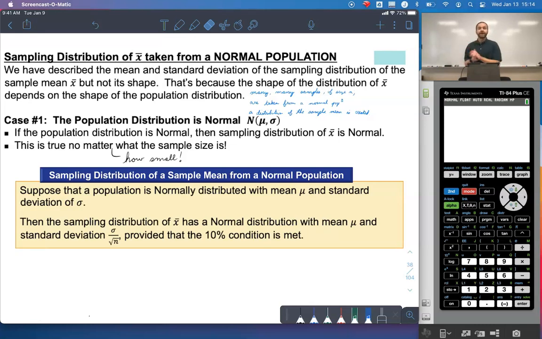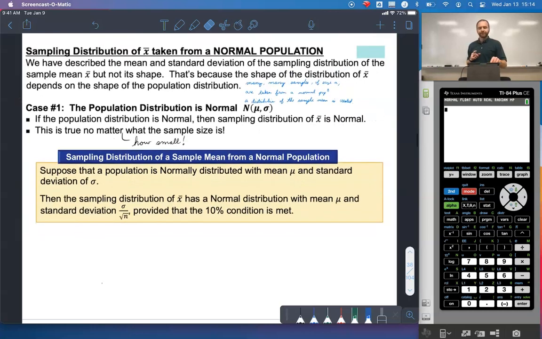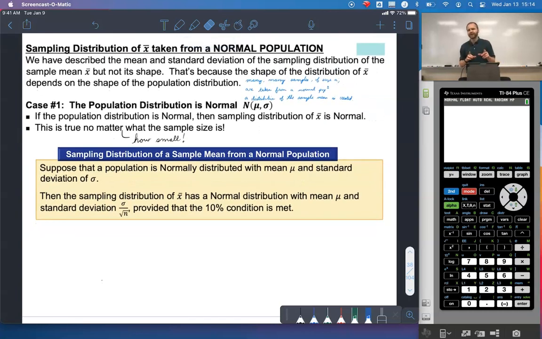And that's what we talked about on the previous slide as well, as long as the 10% condition is met. And that's why I want to say it's true no matter how small the sample is. That 10% condition, beware, remember, does matter if your sample is too big in that case. But I want to stress something here. I want to talk about what's really going on.